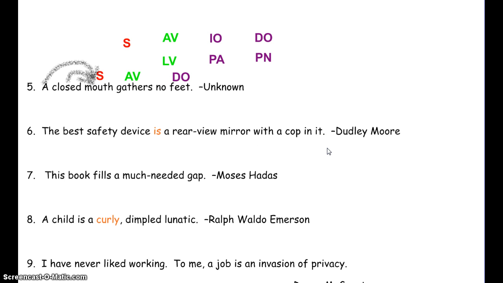There's my direct object. The best safety device is a rear view mirror with a cop in it. So true. Take a second right now, and I want you to try and figure it out.